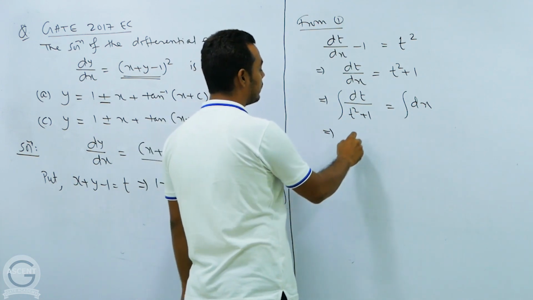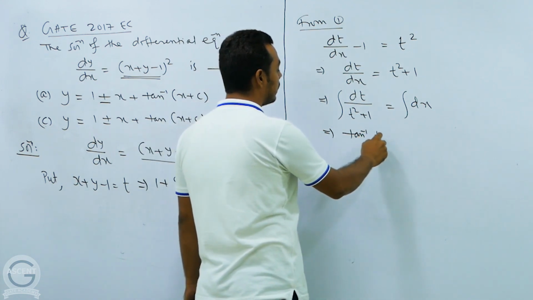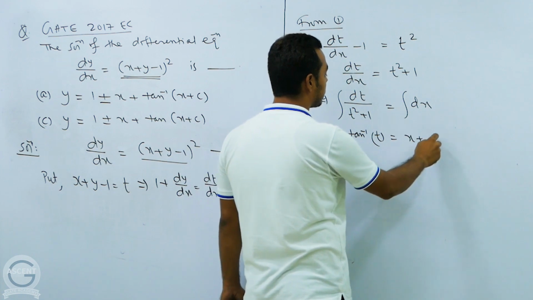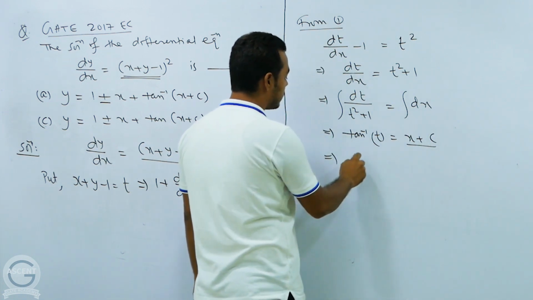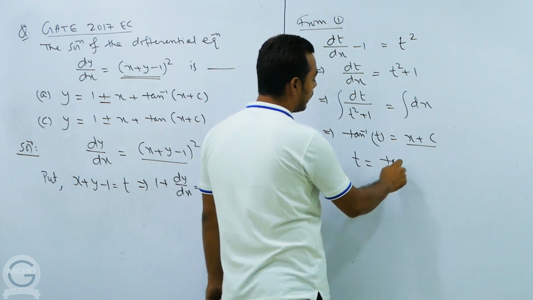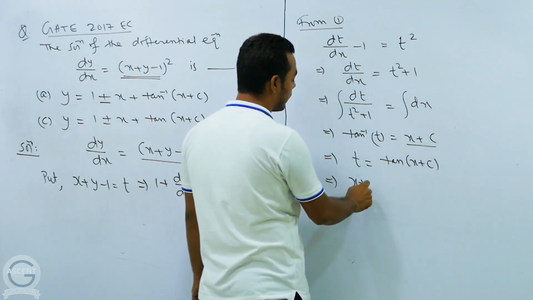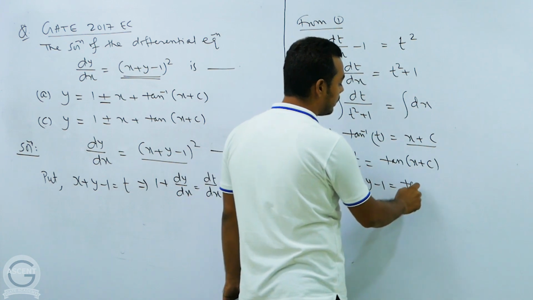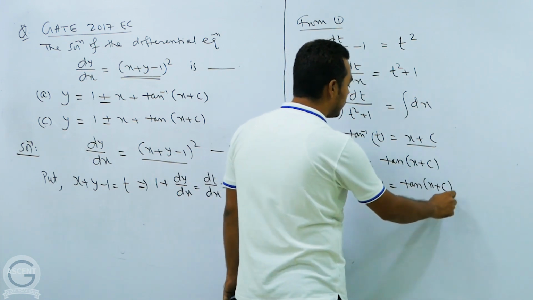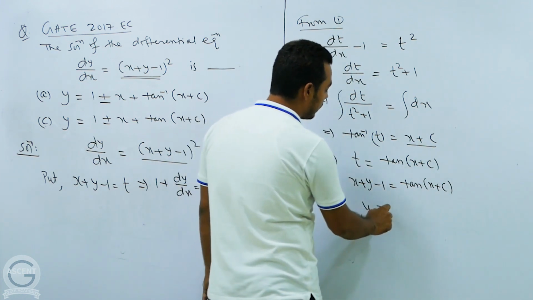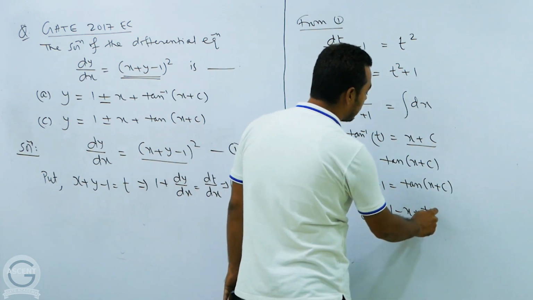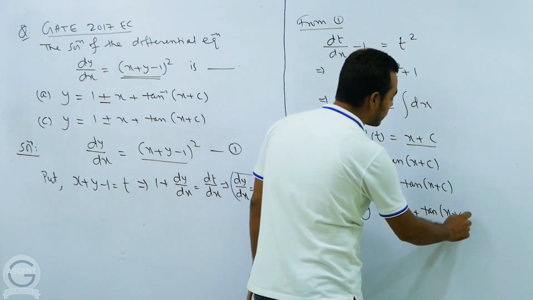So the integration of this will be tan inverse t, and the integration of dx will be x plus c. So this means that t will be nothing but tan of (x plus c). T was nothing but x plus y minus 1, so this will be tan of (x plus c). So finally our y will be 1 minus x plus tan of (x plus c).